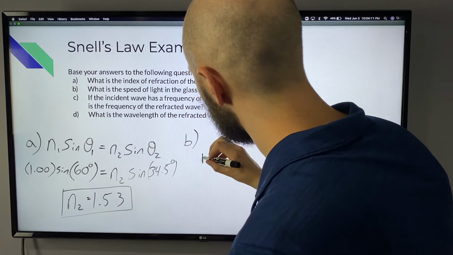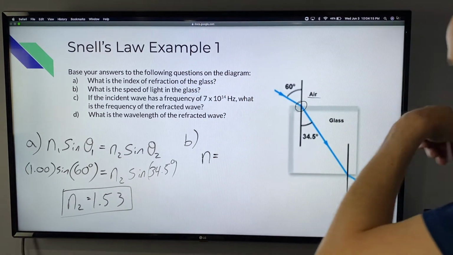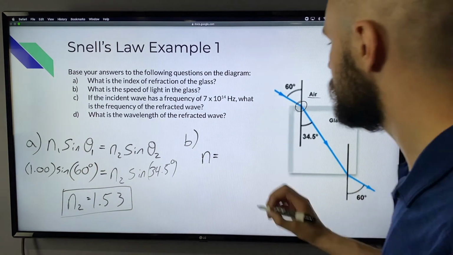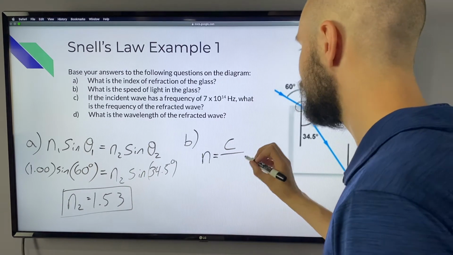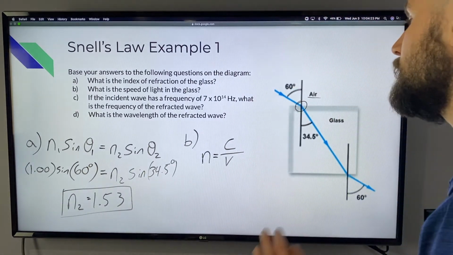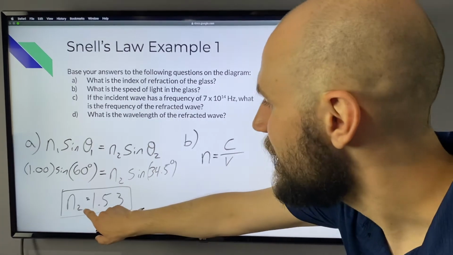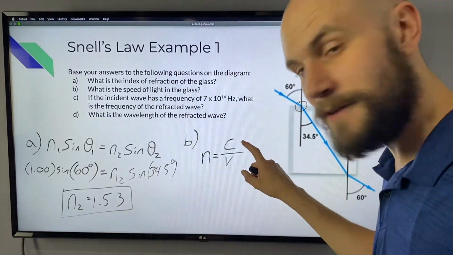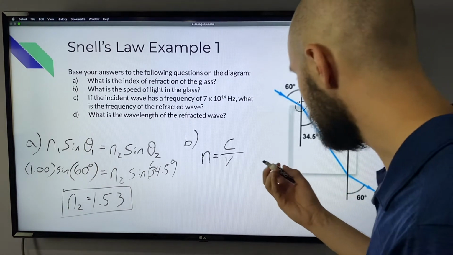We learned, this is also in your reference table, by the way, the index of refraction, n, is equal to c, the speed of light in a vacuum, divided by v, the speed of light within that material. Well, we just solved for n. We know c from the reference table. We can solve for v. Let's plug it in.